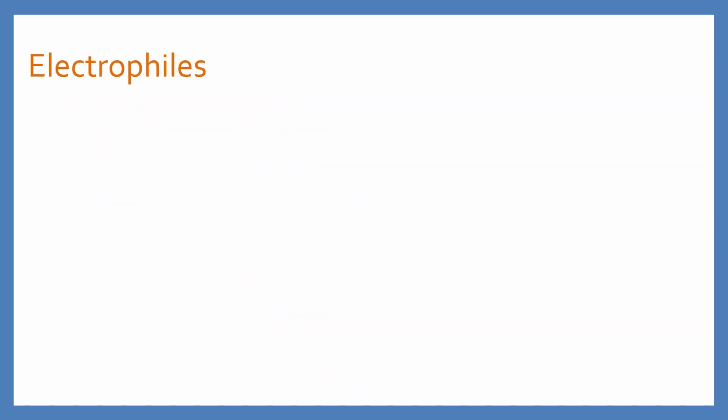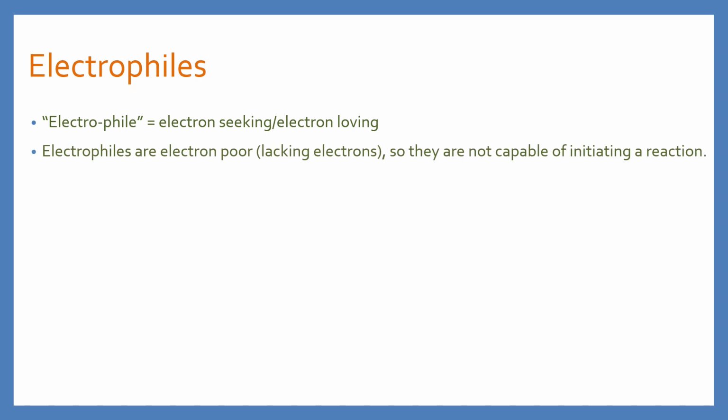First up, for our definitions, we have electrophiles. Electrophile means electron-seeking or electron-loving. Electrophiles are electron poor, meaning they are lacking in electrons, so they are not capable of initiating a reaction. Electrophiles essentially wait around to be attacked by something that actually does have electrons. Remember, electrons do the chemistry, and that's why we say that curved arrows show the flow of electrons.